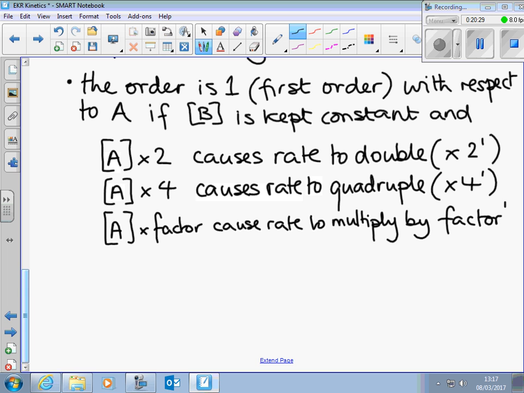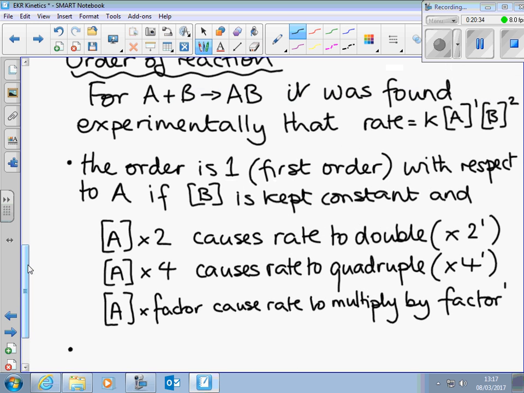Now, the other one, if you look back up there, we've got the rate was k multiplied by the concentration of A to the power 1 times the concentration of B to the power 2. So that's telling us that it's second order, or the order is 2 with respect to B. And it's the same sort of process here. We're going to keep the concentration of A constant and then do things to the concentration of B.